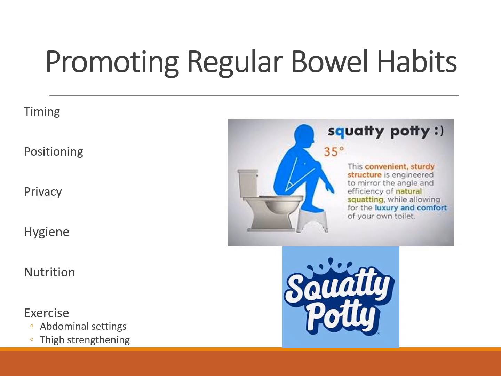Positioning: sitting upright on a toilet or commode helps with defecation. Use elevated toilet seats for patients with orthopedic issues. A small footstool can help raise the knees above the hips and improve stool passage. That's what the squatty potty is. It's actually the stool that helps you get your knees in that position. Avoid bedpans when possible, and if necessary, elevate the head of the bed to at least 30 degrees.